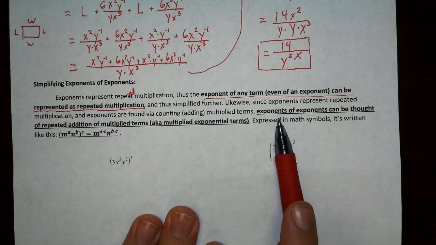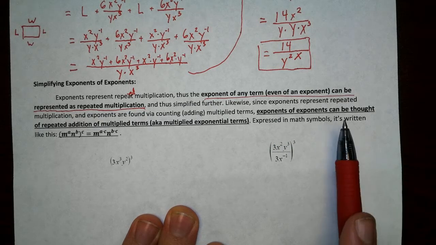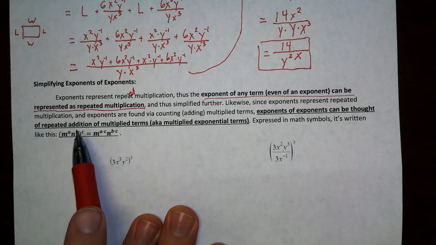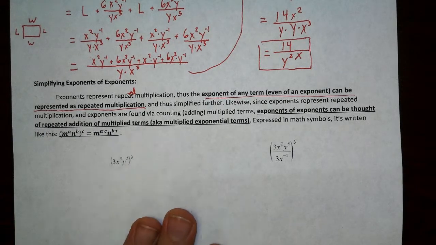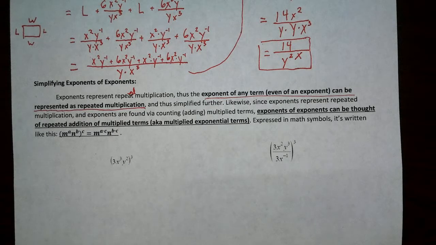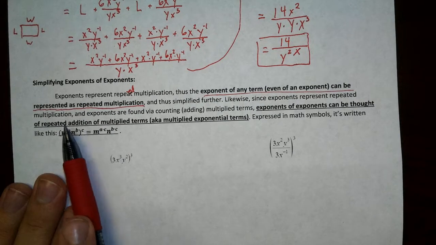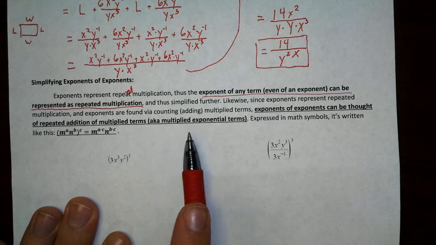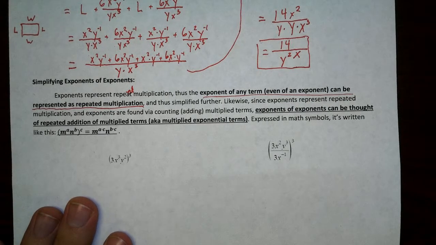So the exponents of exponents can be thought of as repeated addition of multiplied terms. Okay, now so key word in there, repeated addition. What is repeated addition? It's multiplication, right? 2 times 2 is the same as 2 plus 2. 3 times 2 is the same as 2 plus 2 plus 2. Multiplication is just repeated addition, aka multiplied exponential terms.